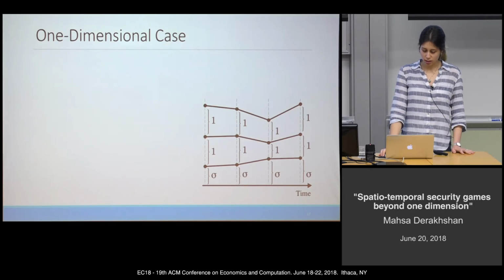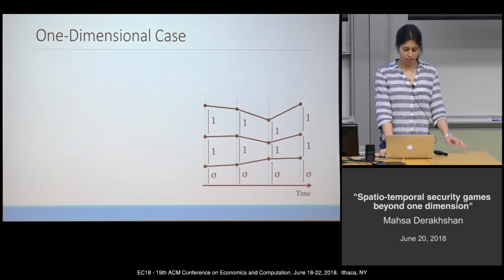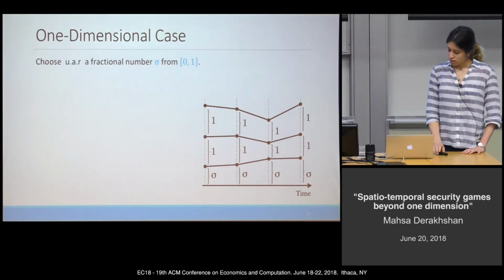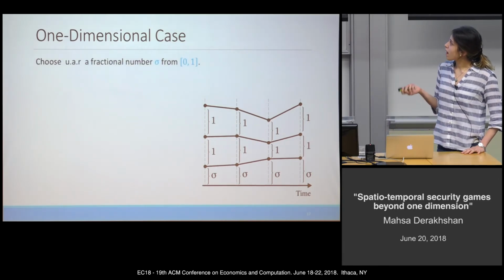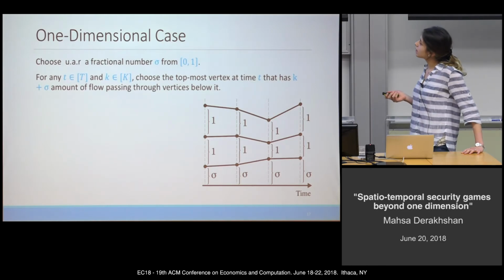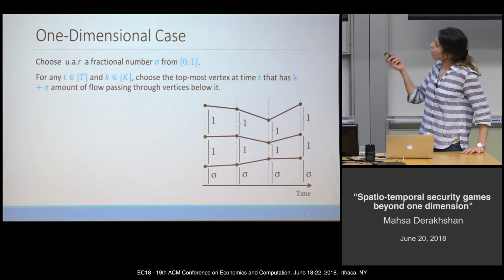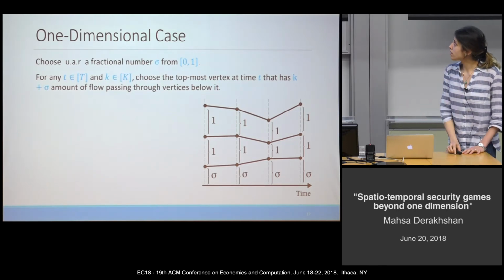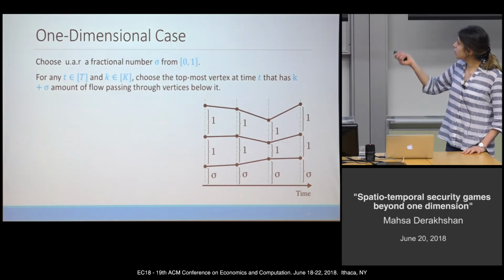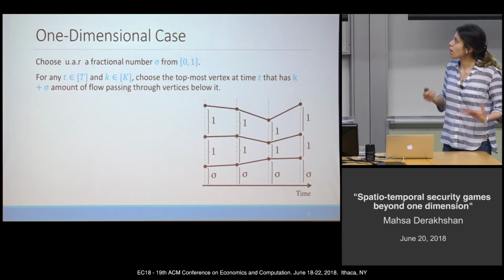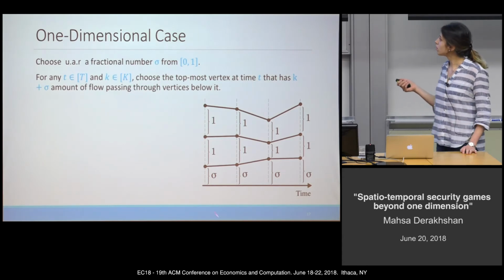Now for the one-dimensional case. Here we give an exact solution. The first step is to choose a fractional number sigma between 0 and 1. Then for any t and k, where t is time and k is the number of patrols, we choose the topmost vertex in the temporal graph that has k plus sigma amount of flow passing through vertices below it.